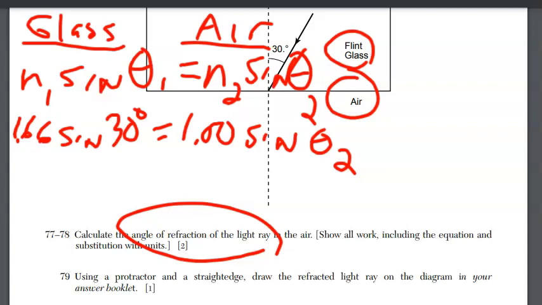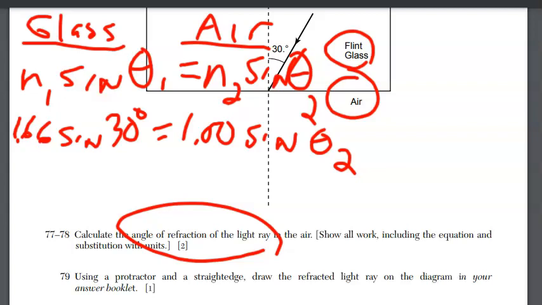And notice I have a little degree symbol. That is your unit. If you leave it off, there's no guarantee that you would get the 1 point for plugging in with units. Your indices of refraction, you don't have to worry about units. There is no unit, but there is for angles. And that 1.00 for air on the right-hand side is going to be times the sine of theta 2. Now we have to go ahead and solve for theta 2.